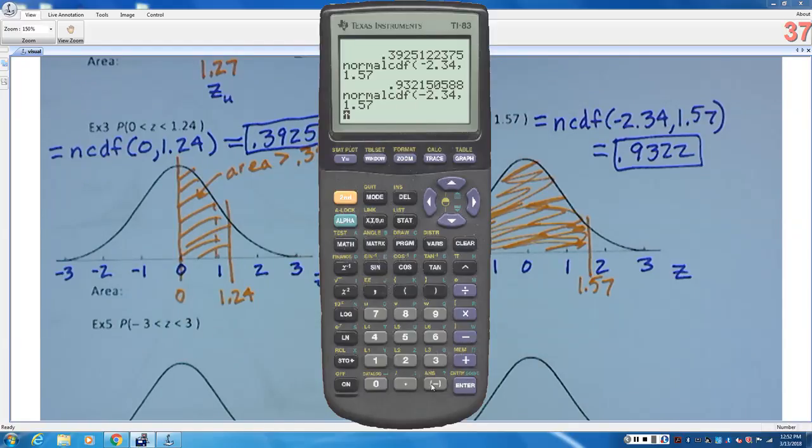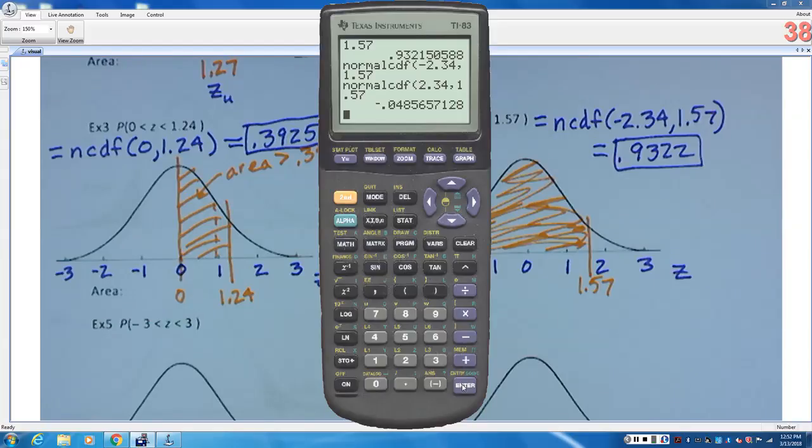The second enter, that's a negative sign. But if you accidentally leave the negative sign off, you're going to get that. What's that? That's the complement of the area you actually want. That's 1 minus the area that you want. So be careful with your negative signs.